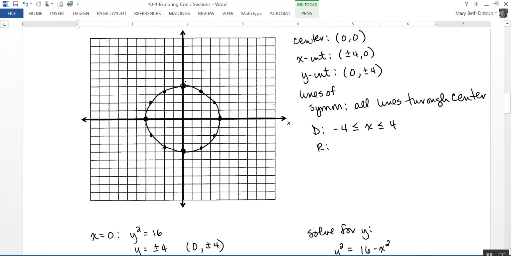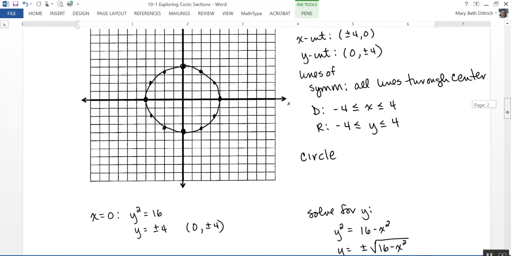And same thing for my range. Notice my biggest y value is a positive 4, my smallest y value is a negative 4. So negative 4 is less than or equal to y, which is less than or equal to 4. And I forgot to name this. This one is actually a circle.